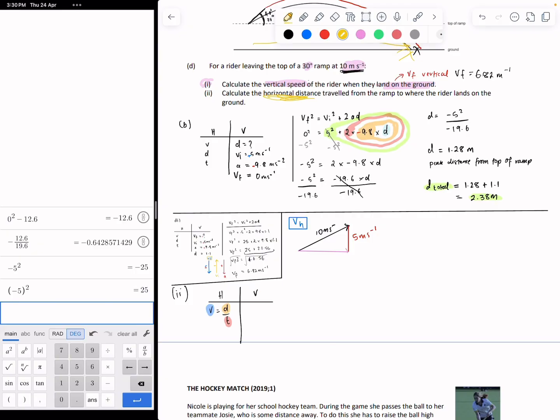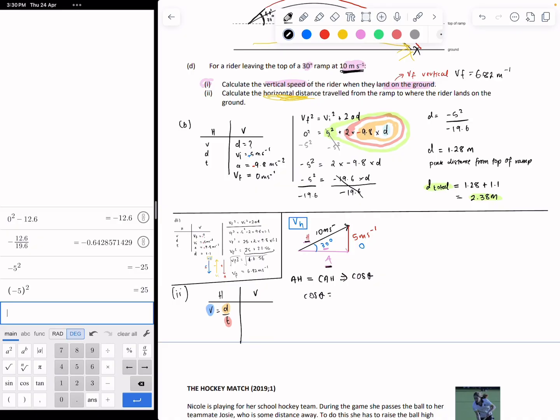Let's label our triangle. We have our hypotenuse over here. We've got our opposite over here because it's opposite this angle of 30 degrees. And we've got our adjacent over here. So we have our hypotenuse, an angle, and adjacent. So I'm going to use cosine, because we're using our adjacent and hypotenuse, and the equation I'm going to use for this is cosine theta.